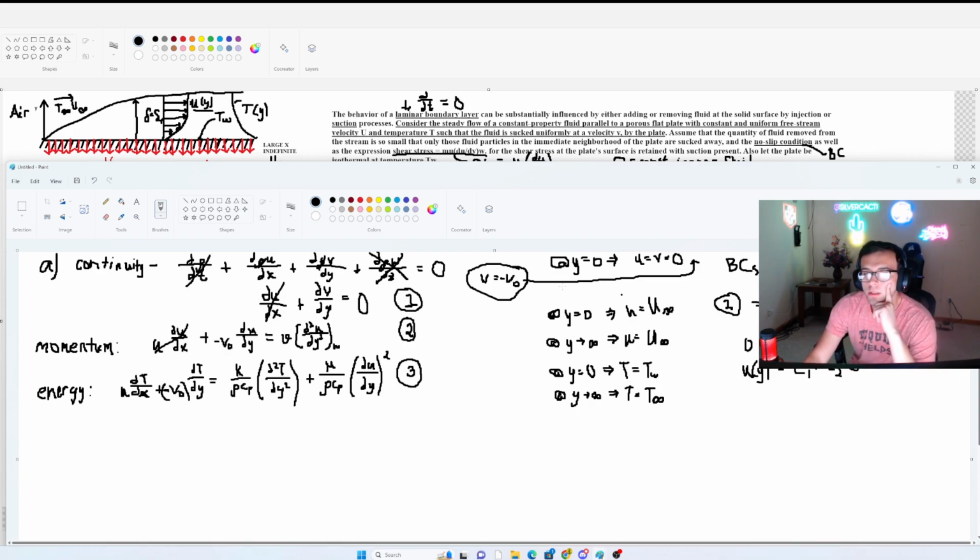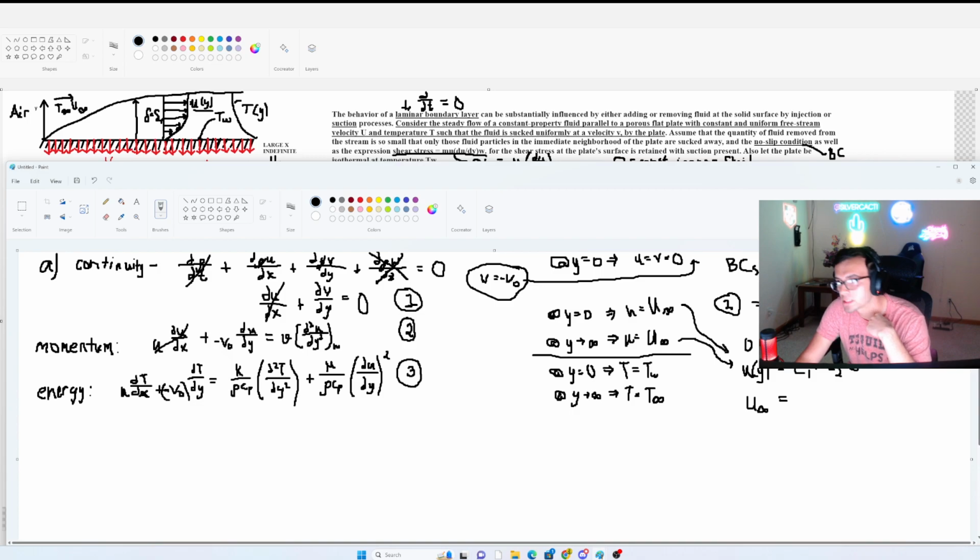So, with these boundary conditions for momentum, we can find C1 and C2. We're going to apply these boundary conditions, which basically say at y equals 0, u equals u infinity. So u infinity equals, this is going to be just equal to 1 because y is 0, c2 plus c1.